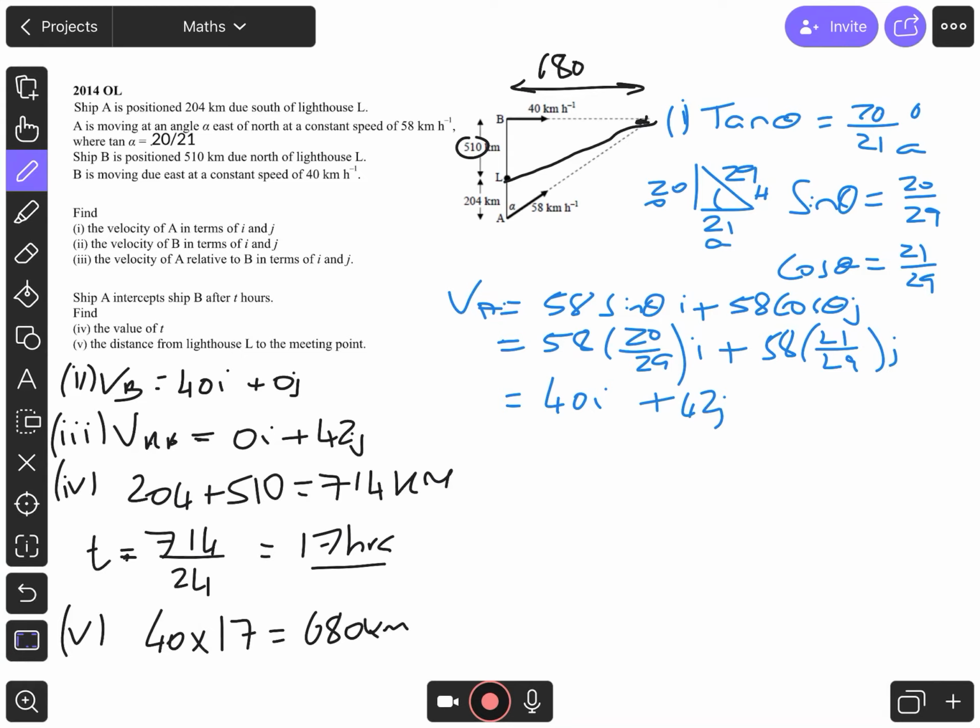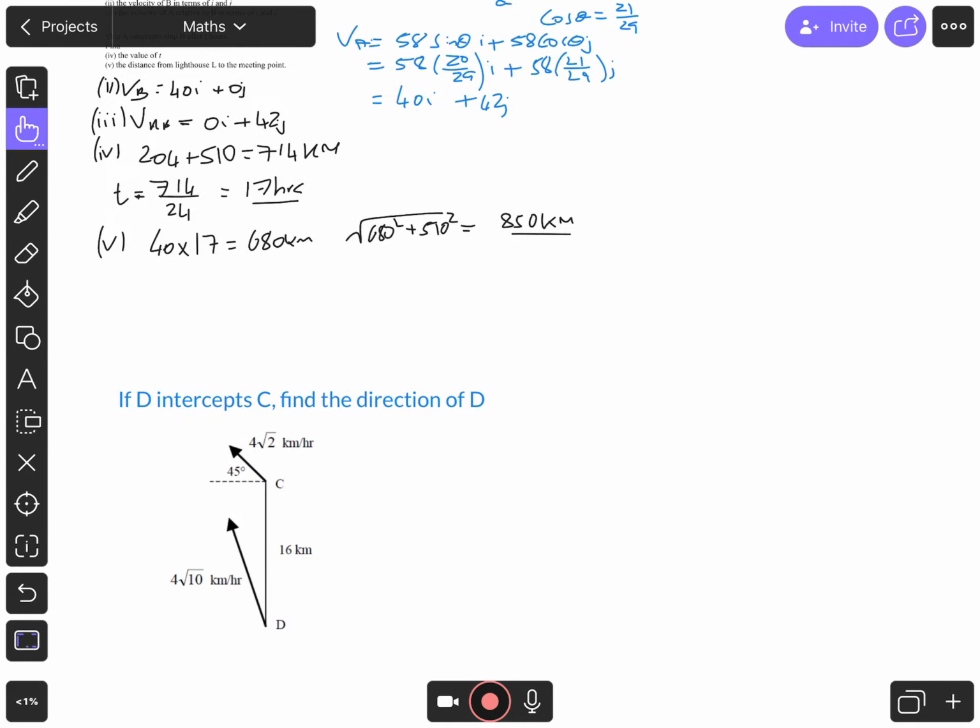And what I'm using then is Pythagoras' theorem, so that I'm finding the hypotenuse. So the hypotenuse is going to be the square root of 680 squared plus 510 squared. And that is going to give us 850 kilometers. And that is our distance from the lighthouse L to the meeting point that they meet at. Okay, so that is an ordinary level kind of standard question.